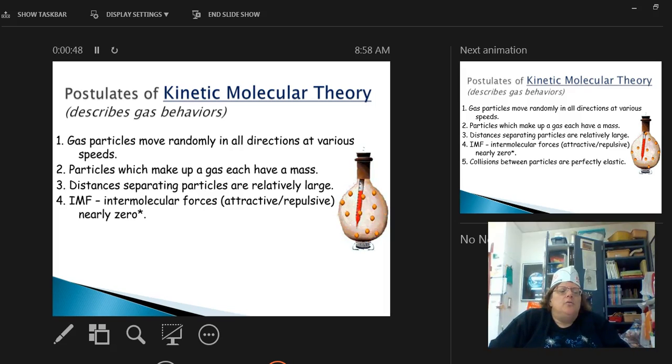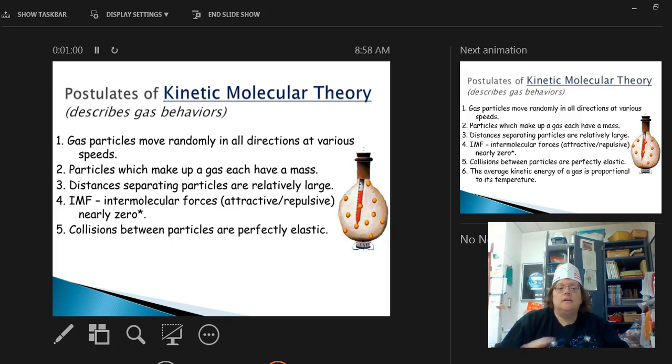The intermolecular forces, we love intermolecular forces, don't we? They're almost zero because they're so far apart. And collisions between particles are perfectly elastic, meaning they bounce off of each other. They don't stick.